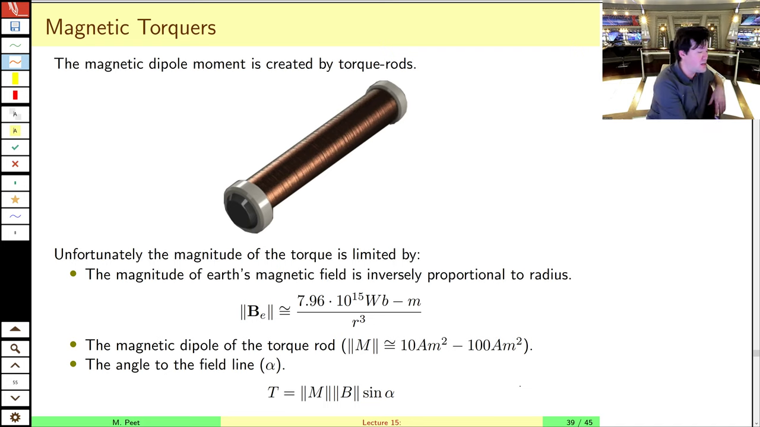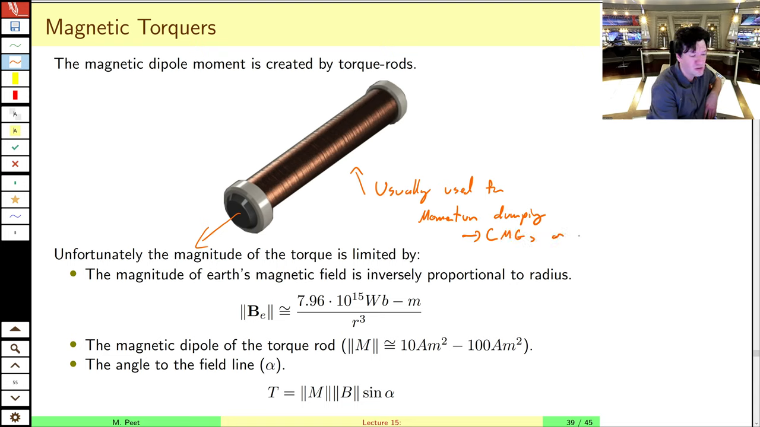So almost always, these dipole creators are called torque rods. They're almost always combined with other forms of control. And in fact, they're actually not typically used for active control at all. They're usually used for momentum dumping, for de-spinning those reaction wheels. So they're combined with CMGs or reaction wheels.